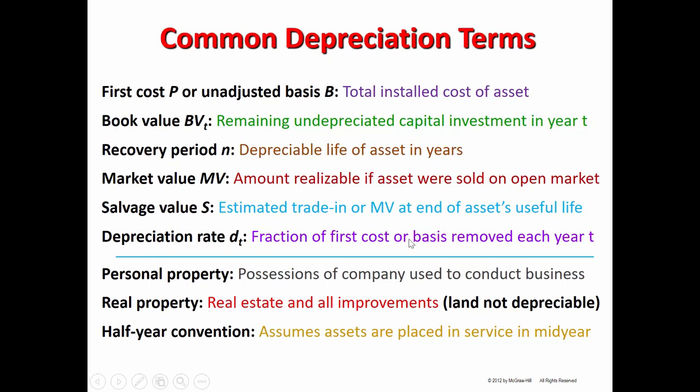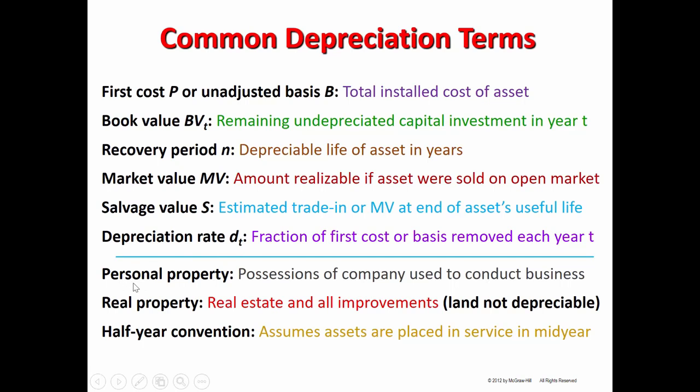The depreciation rate is what's used in the declining balance method when there's a certain percentage or a certain fraction of the cost basis that's lost every year. And remember that not all purchases can be depreciated. Personal property is kind of a loaded phrase.